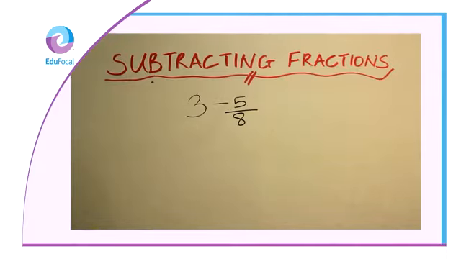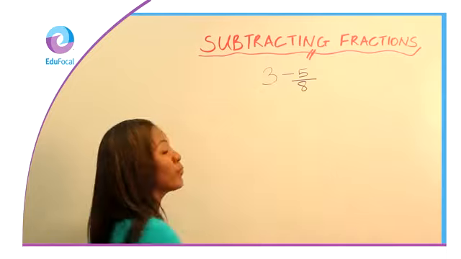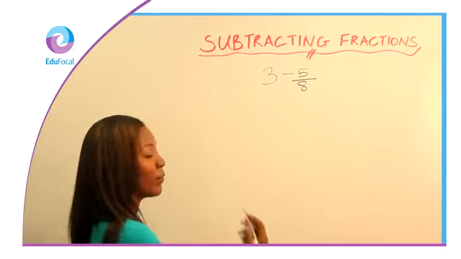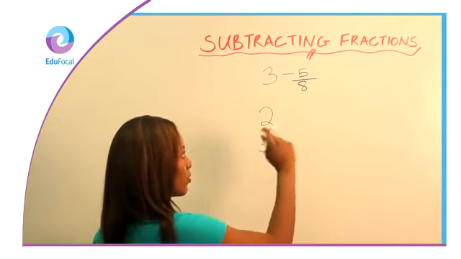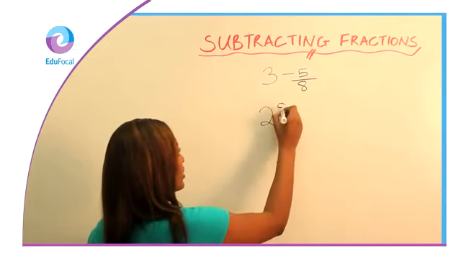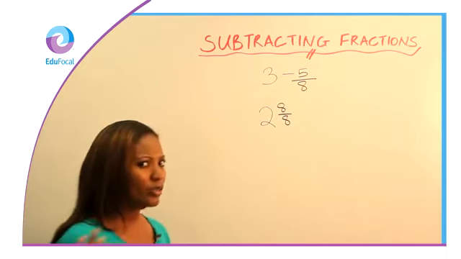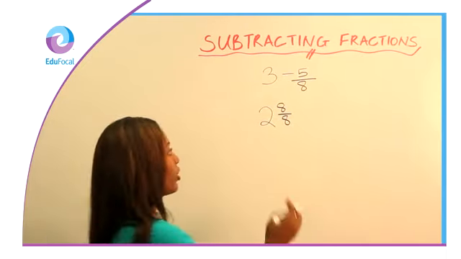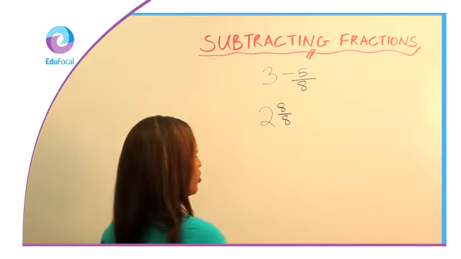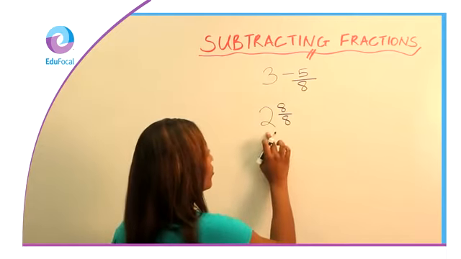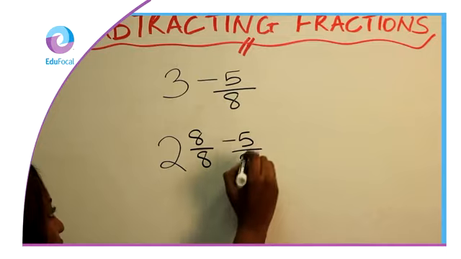And now we'll return to method 2. So what you'll do is you'll take 1 from the whole number. So 3 minus 1 will be 2. But the 1 that we took from the whole number, we're now going to represent it as 8 over 8. But why use 8? Well, the number you use will depend on the denominator of the other fraction. And so now we have 2 and 8 over 8 minus 5 over 8.